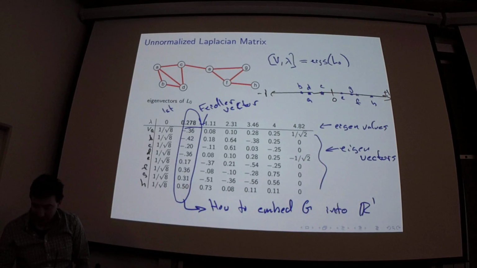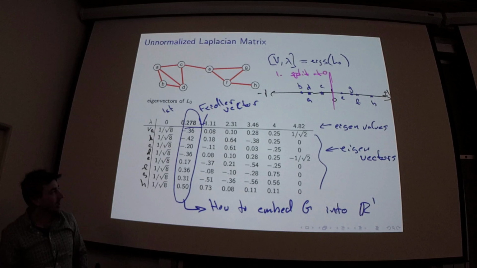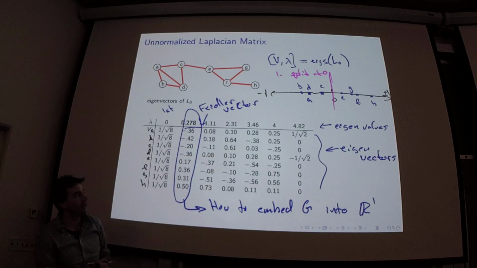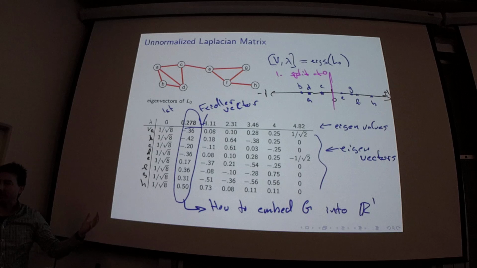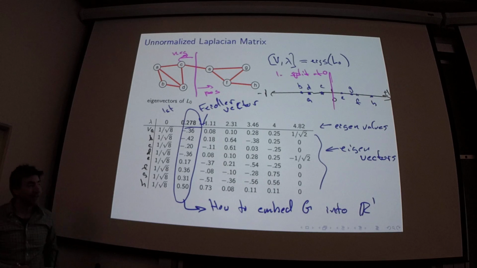And then how do I find the split? Once I've done this, there are two ways to find the split. The first is I'm just going to split at 0. Everything on the left is one cluster, A, B, C, D. Everything on the right is the other cluster, E, G, F, H, which is exactly what we wanted. That was the one we identified as the best split. All of these are negative, and all of these are positive. So it just happened to give us this embedding.